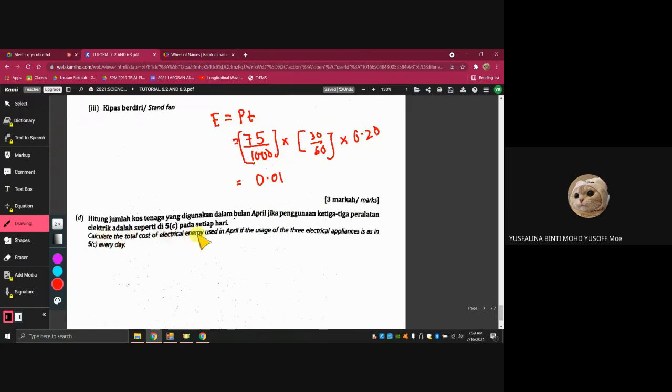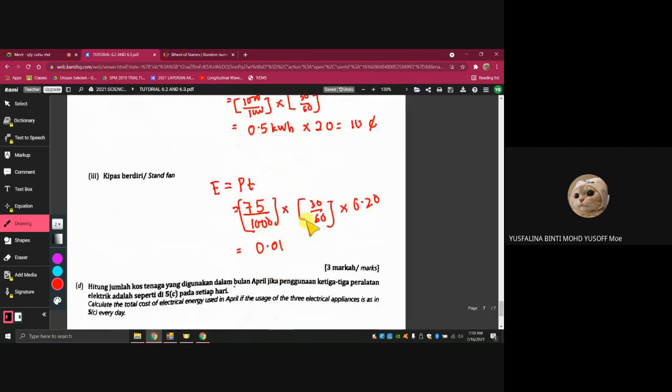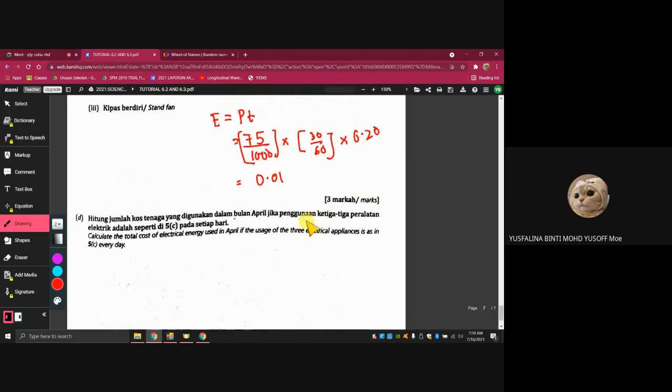It says here, calculate the total cost of the electrical energy used in April if the usage of the three electrical appliances is as in 5C every day. So you just add all of this: 20 cent plus 10 cent plus 1 cent, so you will get 31 cent, right? So 31 cent you multiply with 30. So what you will get? You will get 9 ringgit 30 cents. So this is what you have to pay for April. Just multiply with 30 because April has 30 days, right? So you will get 9 ringgit 30 cents.